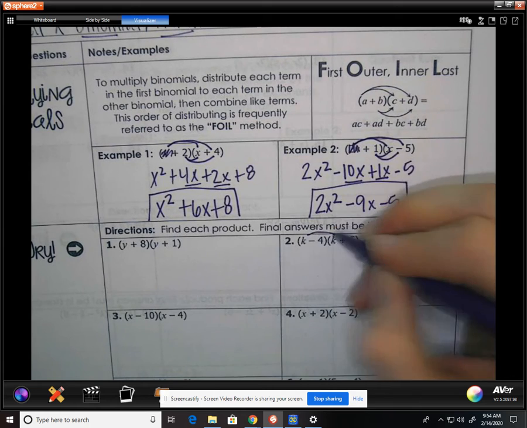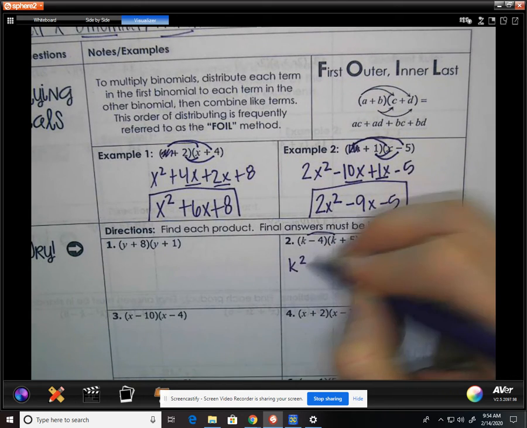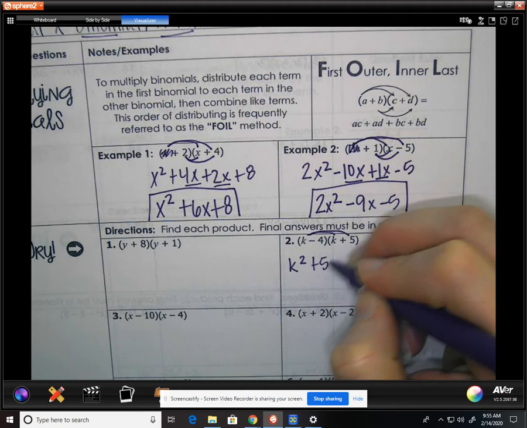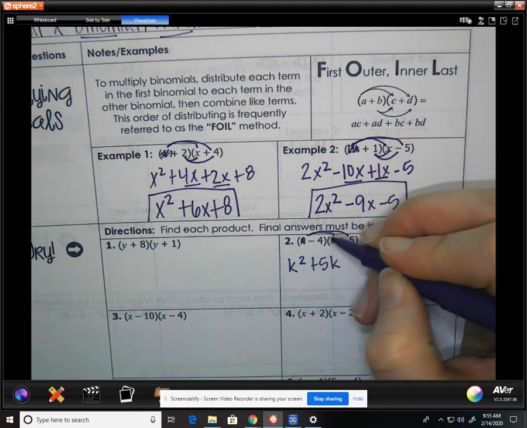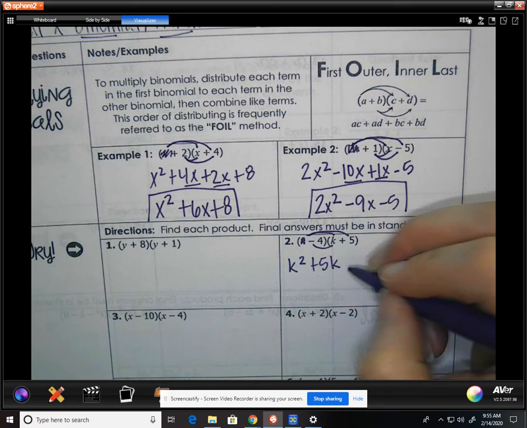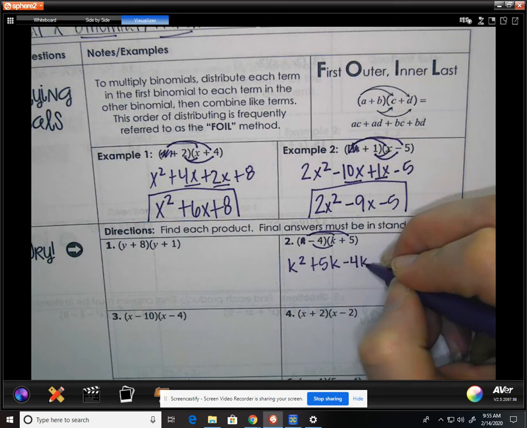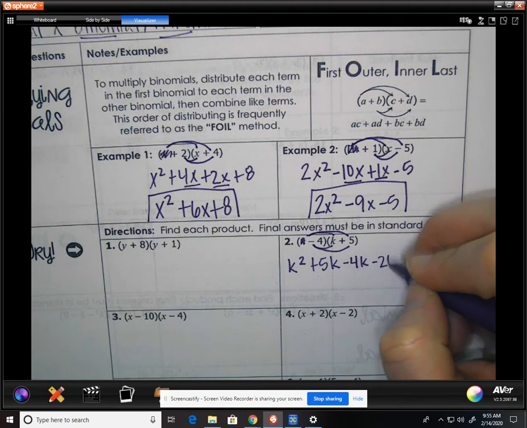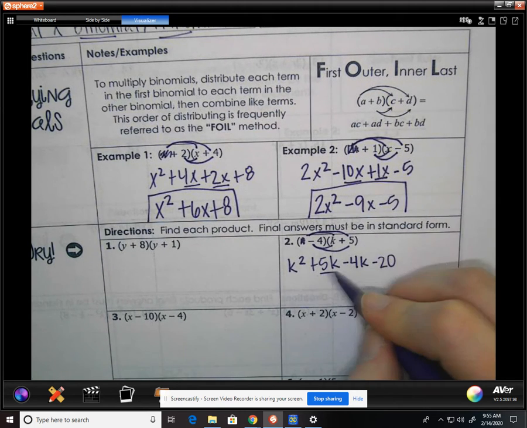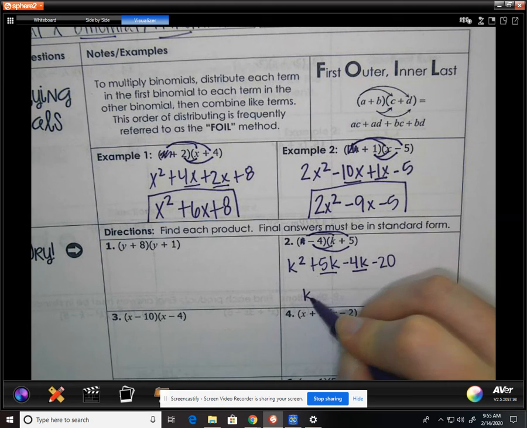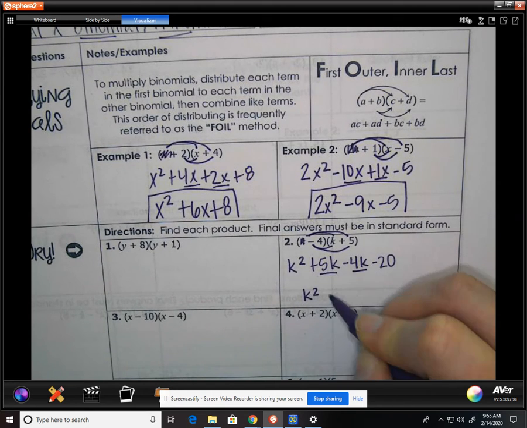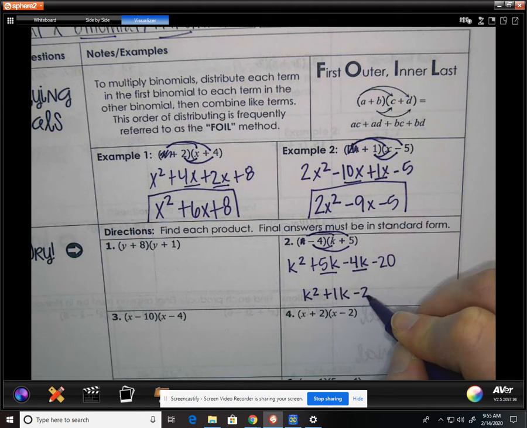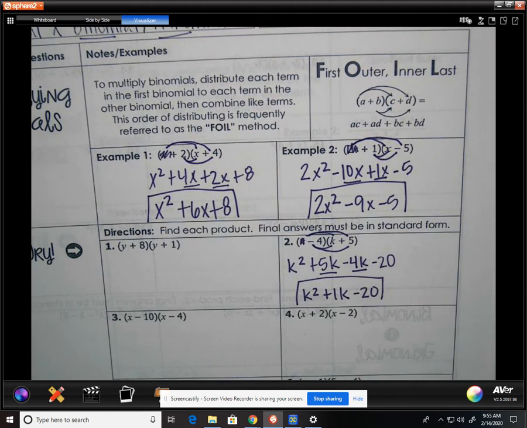So k times k, that would be k squared. I don't have a coefficient. And then k times 5, I write the coefficient first and keep the k. Don't need the k anymore. Negative 4 times k would be a negative 4k because you write the coefficient first. And then negative 4 times 5 is a negative 20. I combine my k's, so I'm going to keep the k squared. A 5k plus a negative 4k becomes a positive 1k. And then I bring down minus 20. There's my final answer.